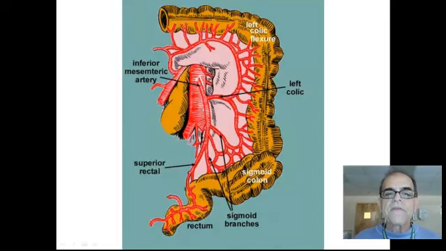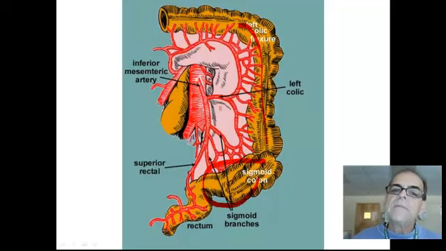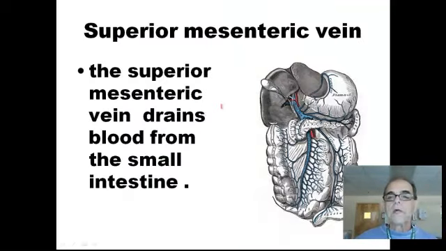This is the inferior mesenteric artery that gives blood to the descending colon and sigmoid colon, and the superior mesenteric artery gives blood to the other part of the colon and the bowel. Okay, we finish with arteries.